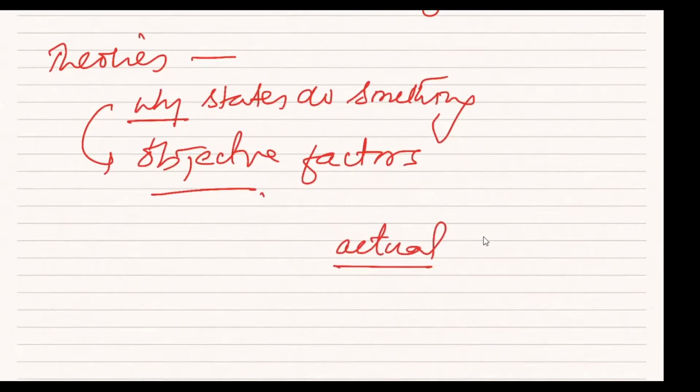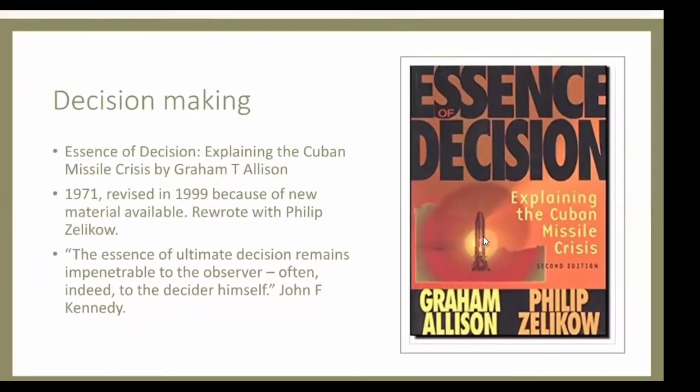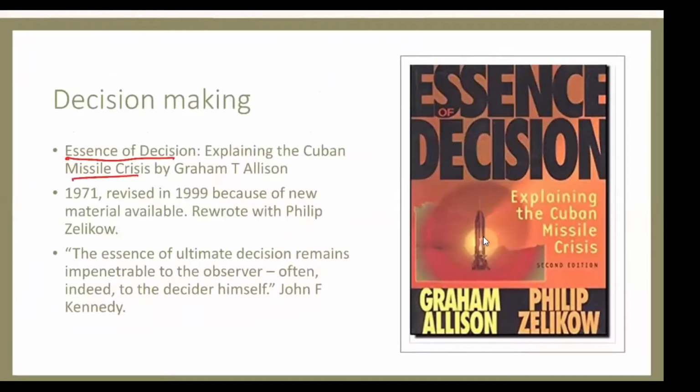One of the books that comes in this school is Essence of Decision, Explaining the Cuban Missile Crisis by Graham T. Allison. Graham Allison wrote this first in 1971. And then he revised it in 1999. He rewrote it along with Philip Zelikow in the light of new material available. So he gives how the actual decisions are being made, taking an example of the Cuban Missile Crisis.